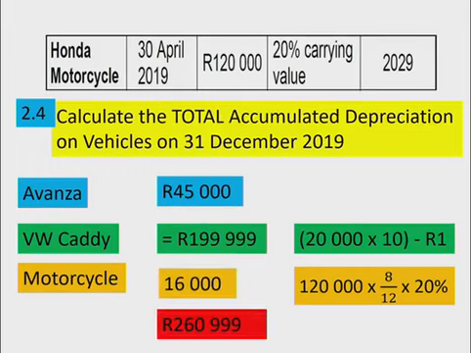Now we just have to add those three together because the question is on all the vehicles. They want to know what's the accumulated depreciation on all the vehicles. Okay, so it's 45,000 for the Avanza, 199,999 for the Caddy, and 16,000 for the motorcycle. Gives me a total of 260,999.